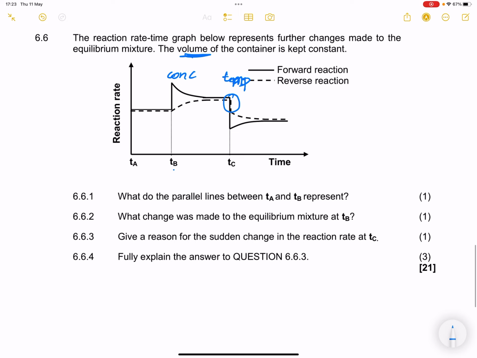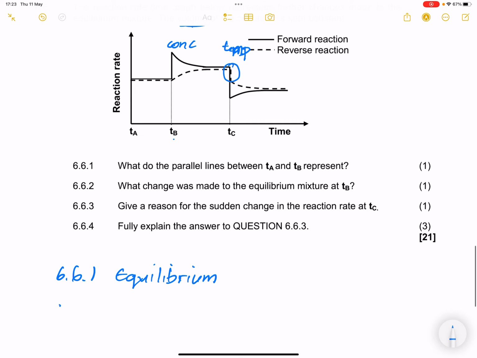We'll talk about that as they ask the question. They say, what do the parallel lines between TA and TB represent? Well, they simply represent that we are at equilibrium, right? So the rate of the forward reaction is equal to the reverse reaction. So they represent equilibrium, or in this case, chemical equilibrium, or you can say they represent the rate of the forward reaction being equal to the reverse reaction, right?